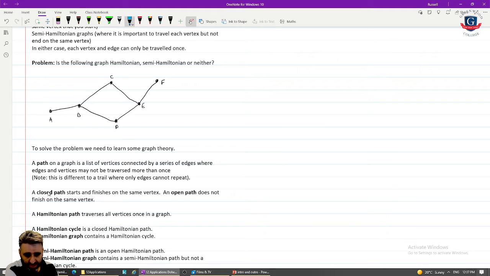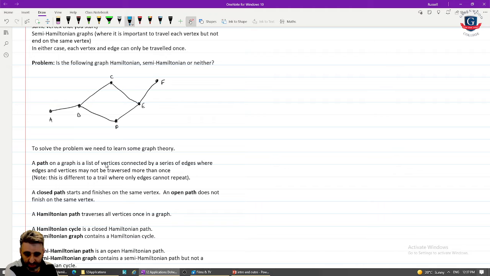A closed path would start and finish on the same vertex. So if we started at B, we would go to D to E to C to B, that's a closed path. We didn't repeat any edges, we didn't repeat any vertices. An open path, like A to B, B to D, D to E, E to F, does not need to finish on the same vertex.